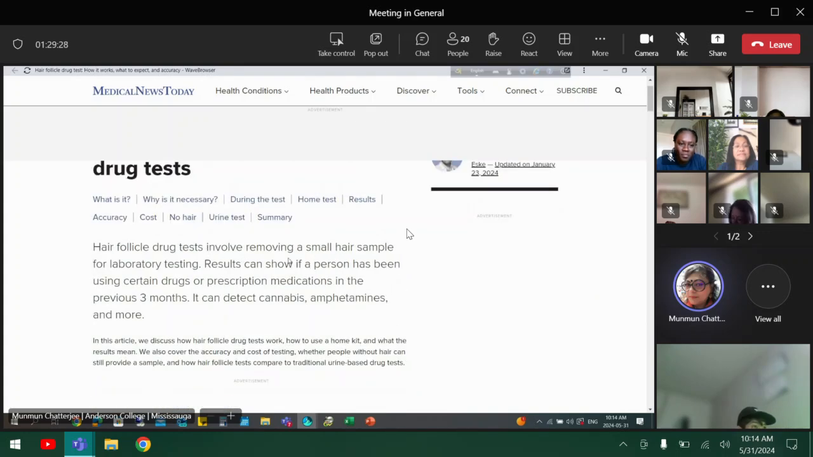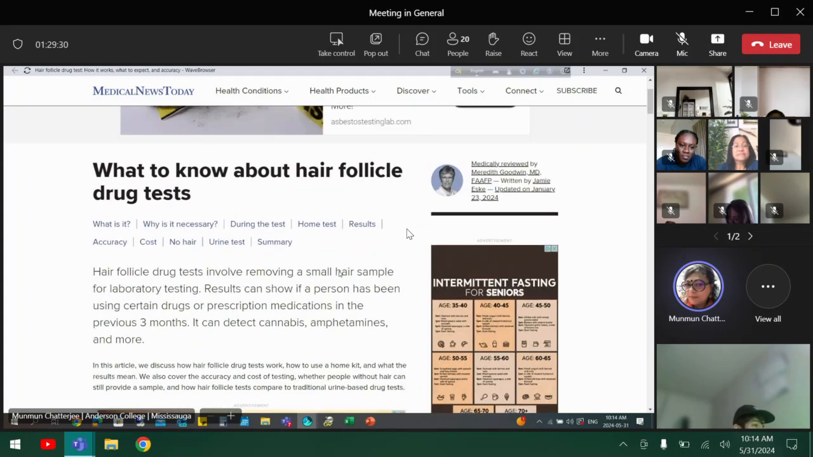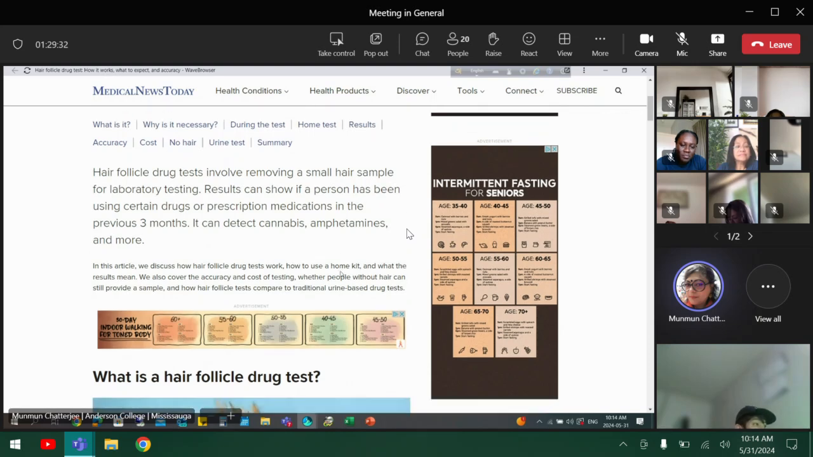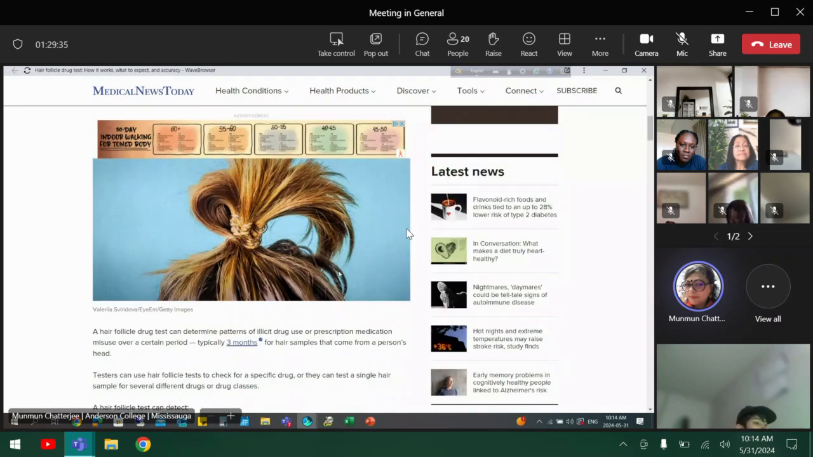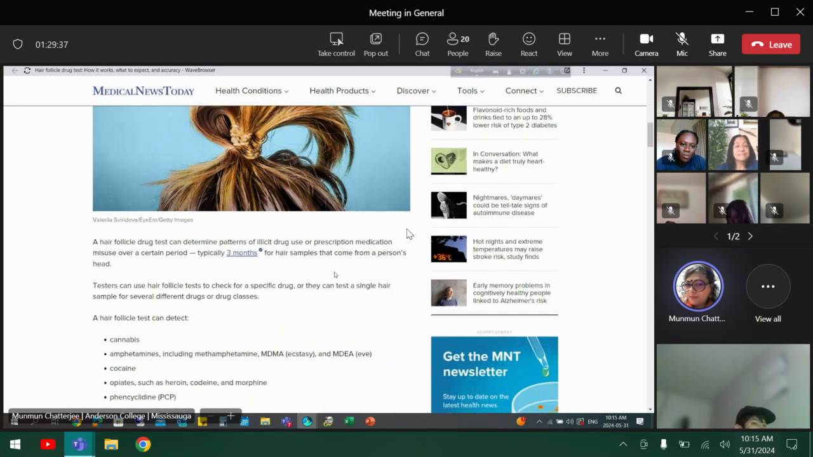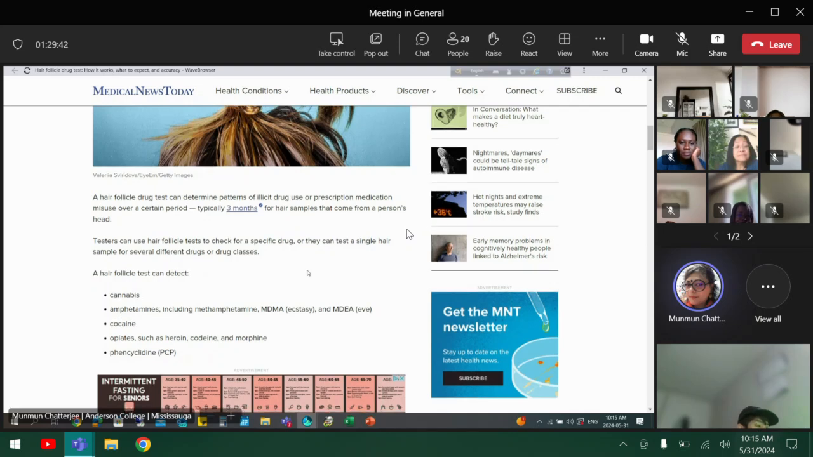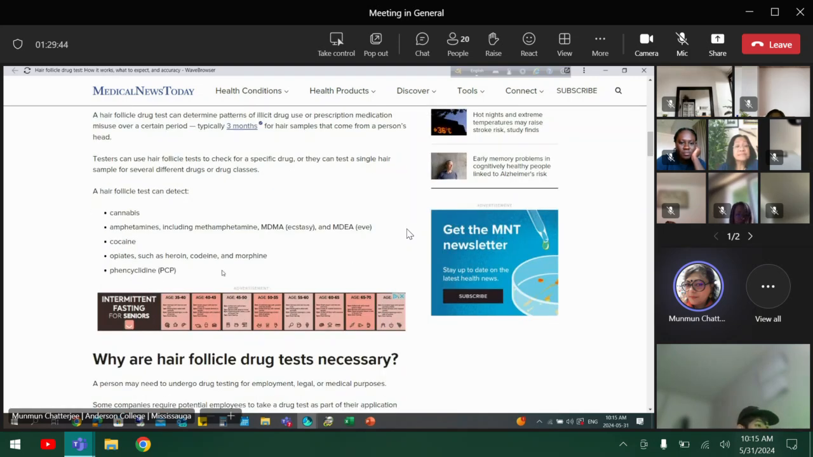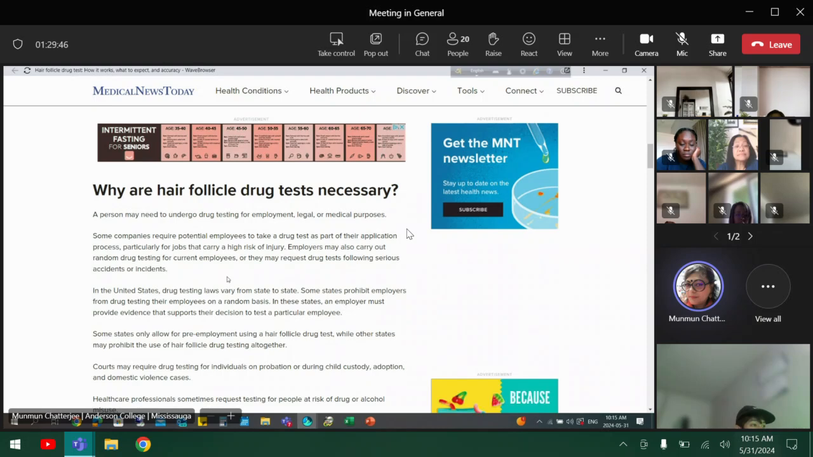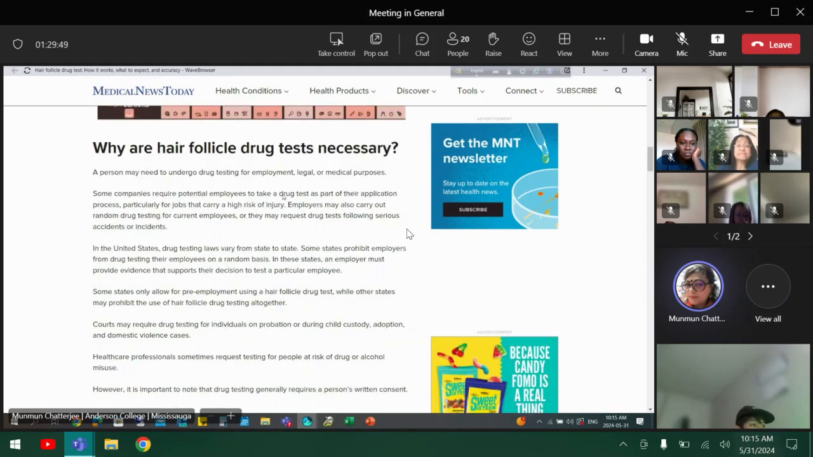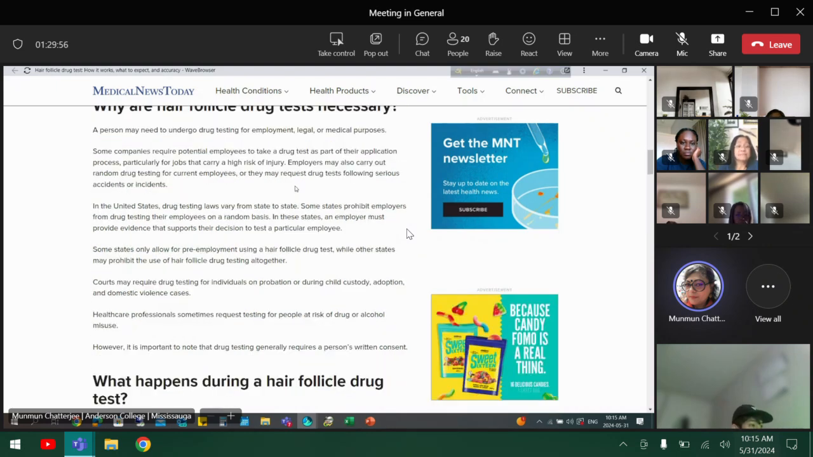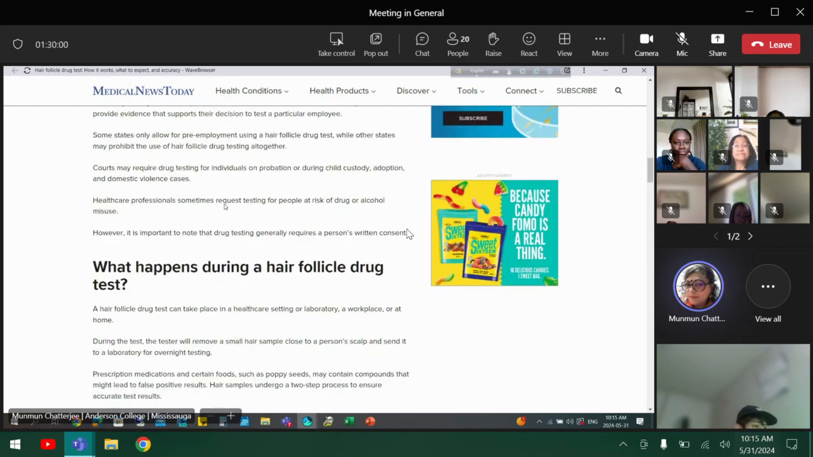Tests involve removing a small hair sample for laboratory testing. Results can show a person has been using certain drugs, patterns of illicit drug use or prescription medication misuse over a certain period, typically 3 months. People may need to undergo drug testing for employment, legal or medical purposes. For those, they can just do the blood test. It's not going to show what was told. They stop taking drugs, but they are addicted.